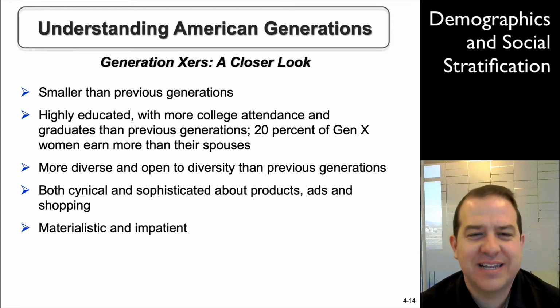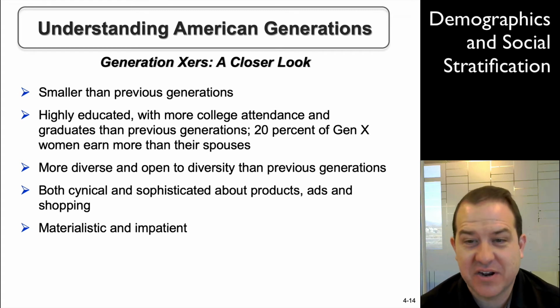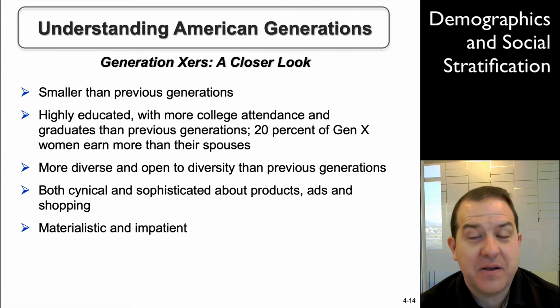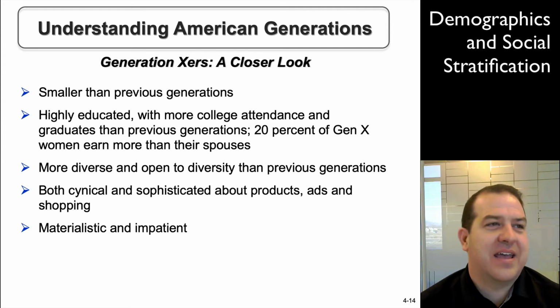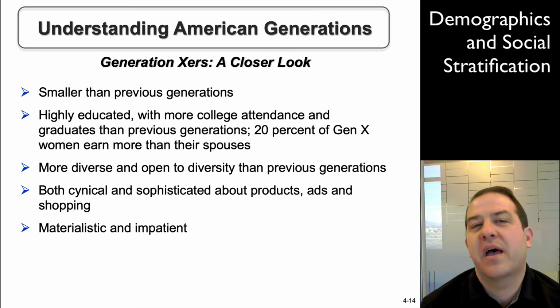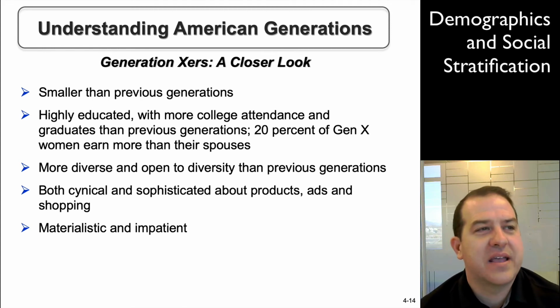With more college attendance and graduates than previous generations. And 20% of Gen X women earn more than their spouses. Now, I was a stay-at-home dad for 5 years. And that's a fun little thing right there because it's like, okay, well, how did that happen? Or what was that like in the Greer household?